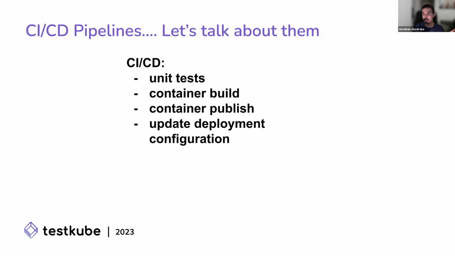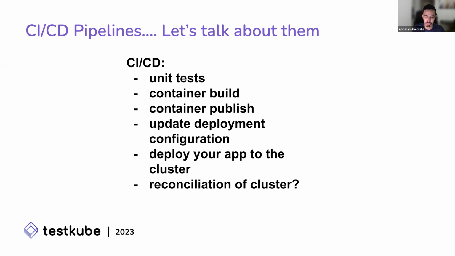Ideally, you would want to change the configuration of the deployment. So for example, the Kubernetes deployment, you want to change the version of the container that you just published using, I don't know, Helm or Kustomize. And finally, you want to deploy that into your cluster and perhaps even think about, what happens if it's already deployed, if someone deleted it and stuff like that, reconciliation of the cluster.